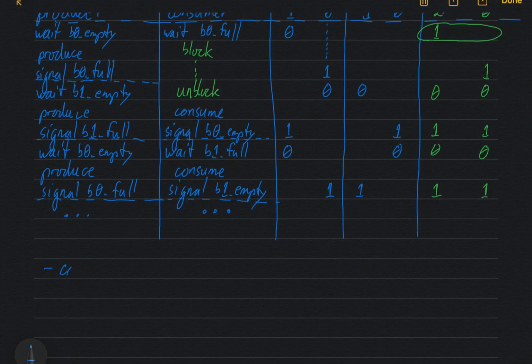So the idea is to combine the empty semaphores, and in this case we're going to have a value of 2, and we'll combine the full semaphores, and they'll have an initial value of 0.